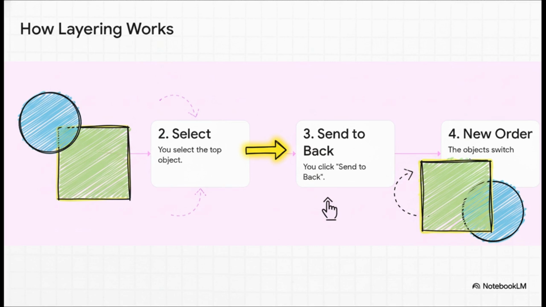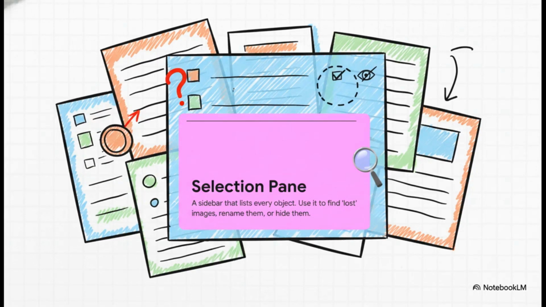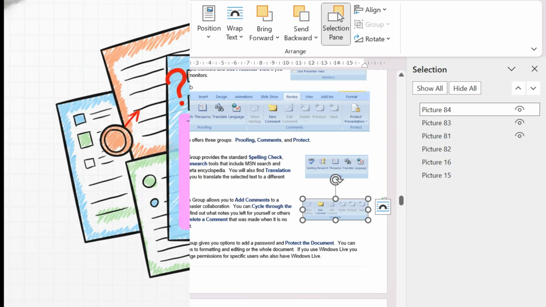It's really that easy. Now, if you've got a really complex document with tons of pictures and shapes, things can get a little chaotic. That's when you call in the selection pane. It's this super helpful little sidebar that gives you a neat list of every single object on your page. This thing is a lifesaver for finding an image that somehow got buried behind your text, or even just for hiding an object for a minute so you can focus on something else.